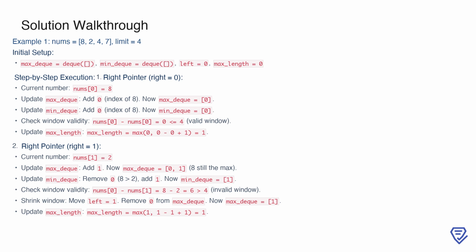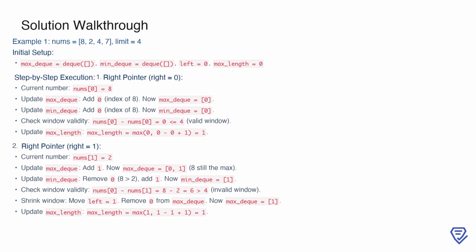Now, let's begin iterating over the array with the right pointer. At right equals 0, the current number is 8. Since the window only contains this one number, we update both the max_deque and min_deque to include the index 0. The window is valid because the absolute difference is 0, which is less than or equal to the limit. As a result, we calculate max_length as 1, which represents the length of the current window.